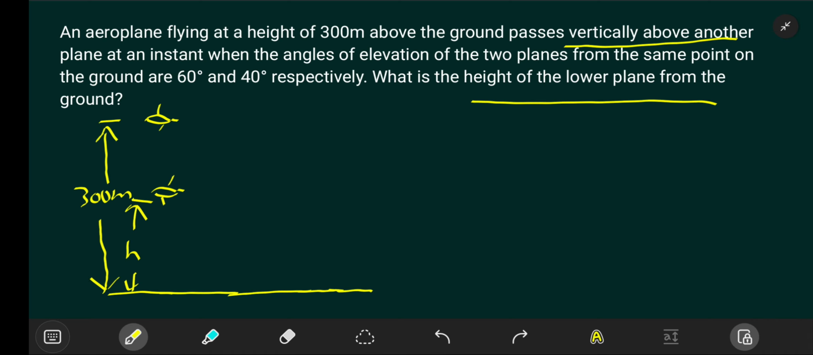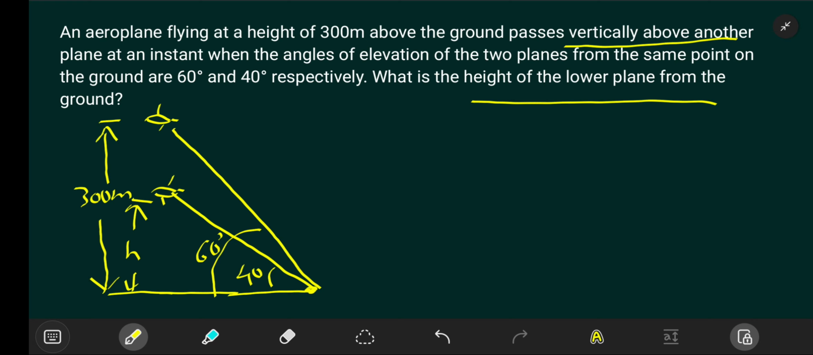For example, there is a point here. From this point, these two planes are elevated. One is 40 degrees and the other, the larger angle, is 60 degrees. If we close like this, it makes right angled triangles. Now they are asking what is the h value, the lower plane height.